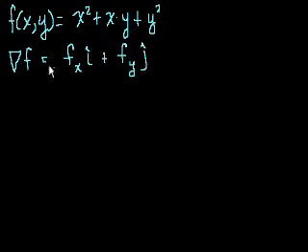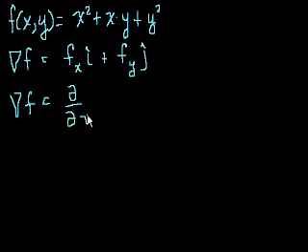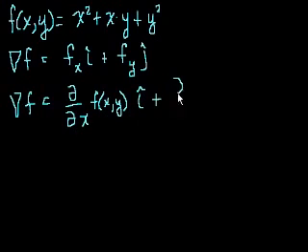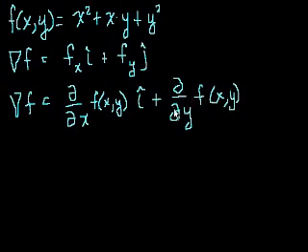Anyway, what does this mean? Another way to view it, you could have also written this as the gradient of f is equal to the partial with respect to x of f of x, y, and then all of that in the i direction. This is just a different notation, plus the partial with respect to y operated on f of x, y, so the partial of f of x, y with respect to y times the j unit vector.